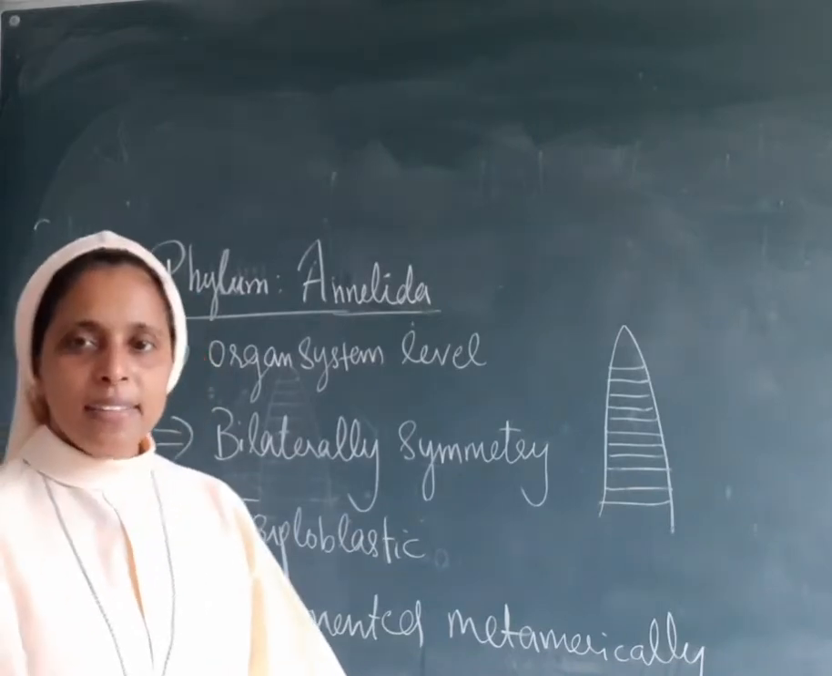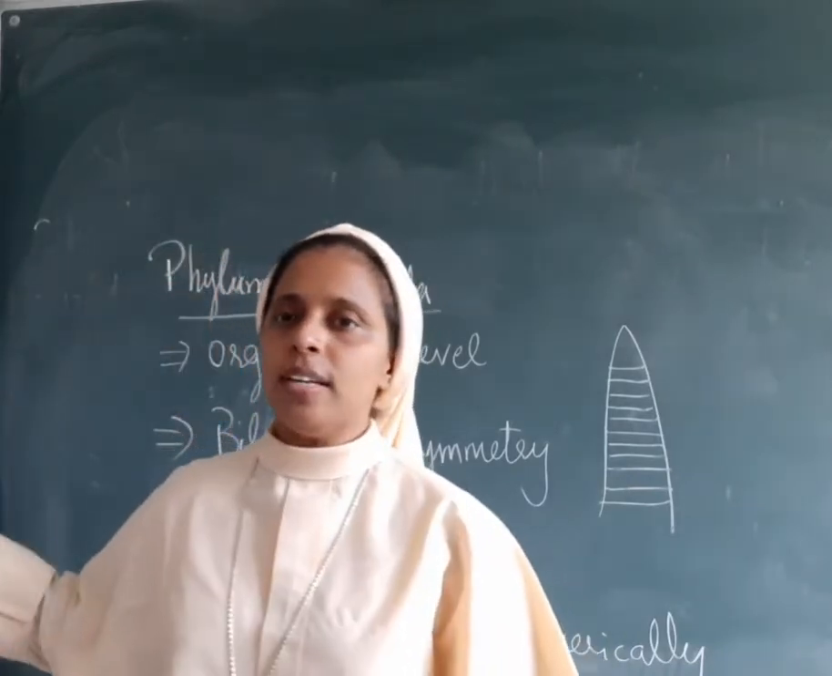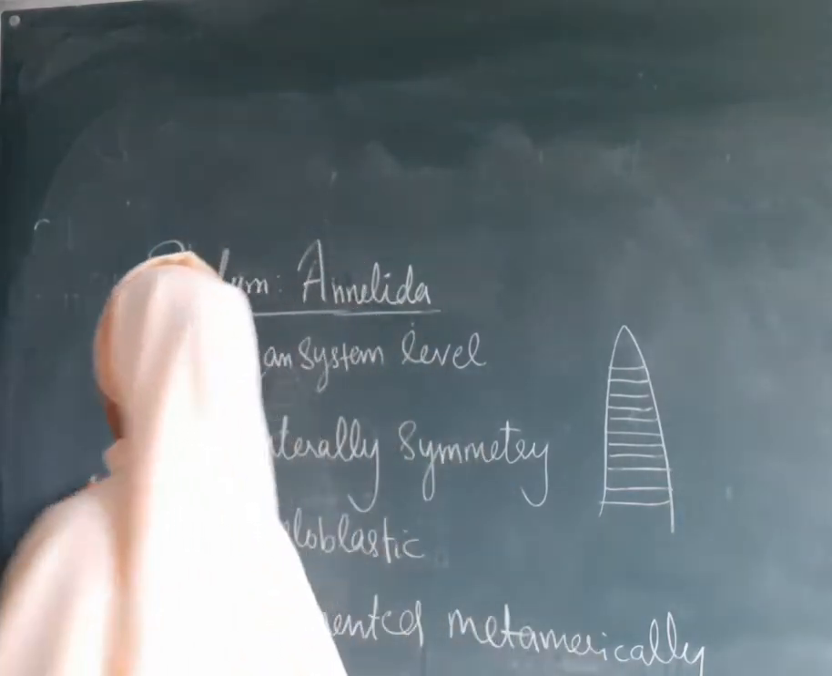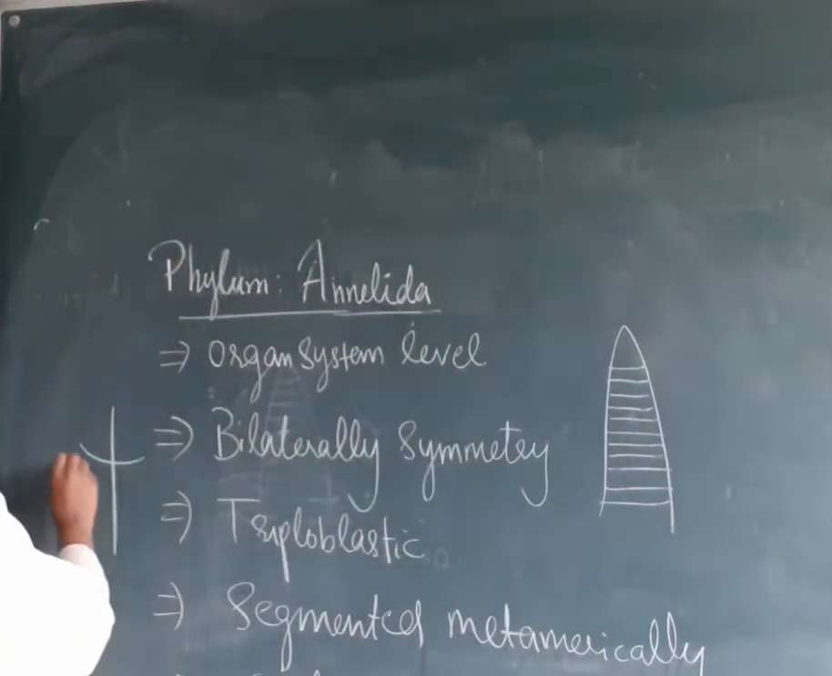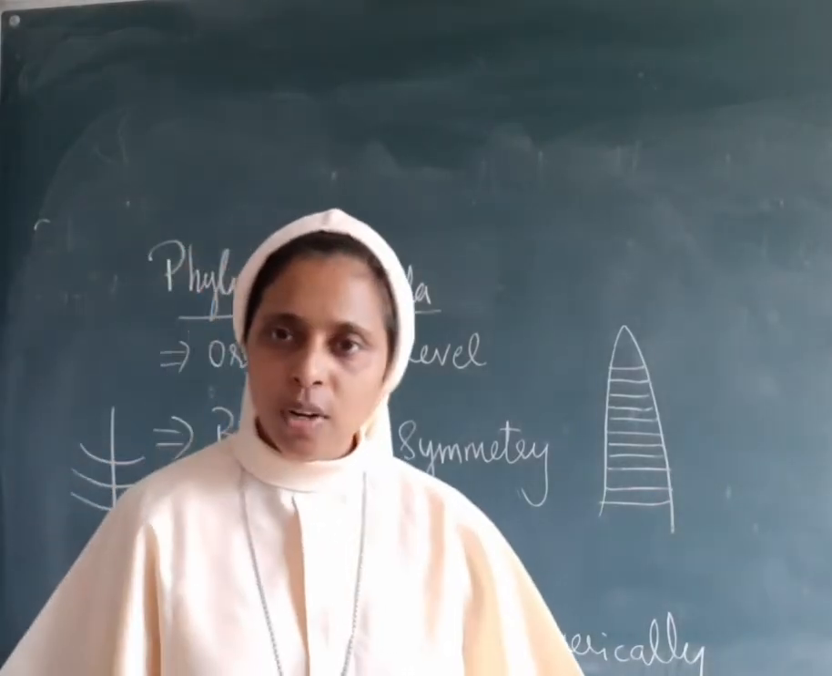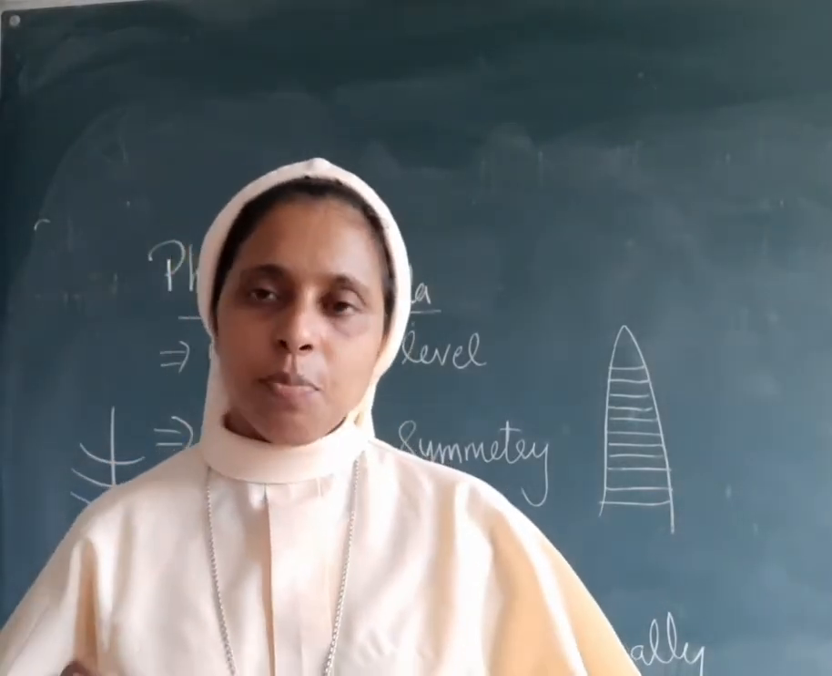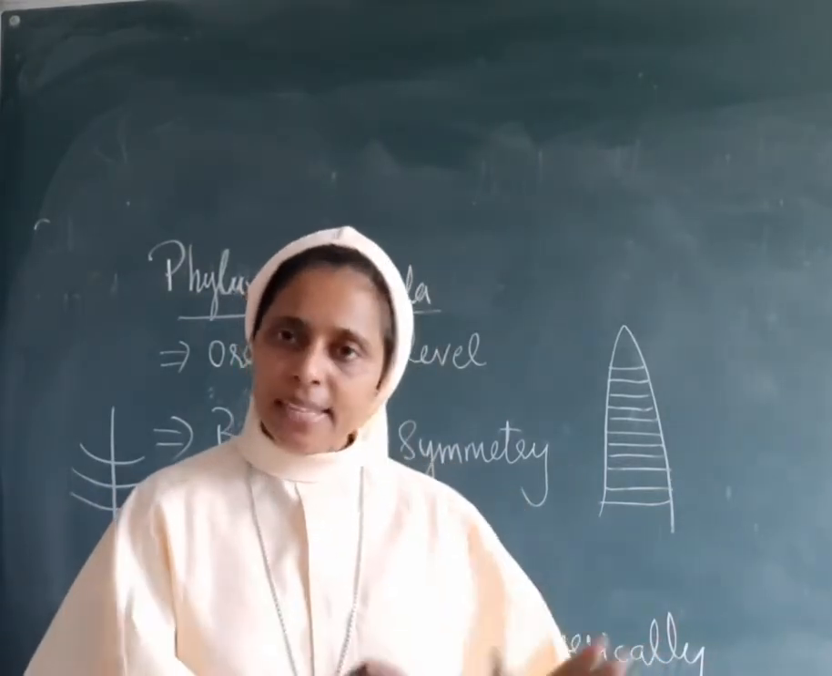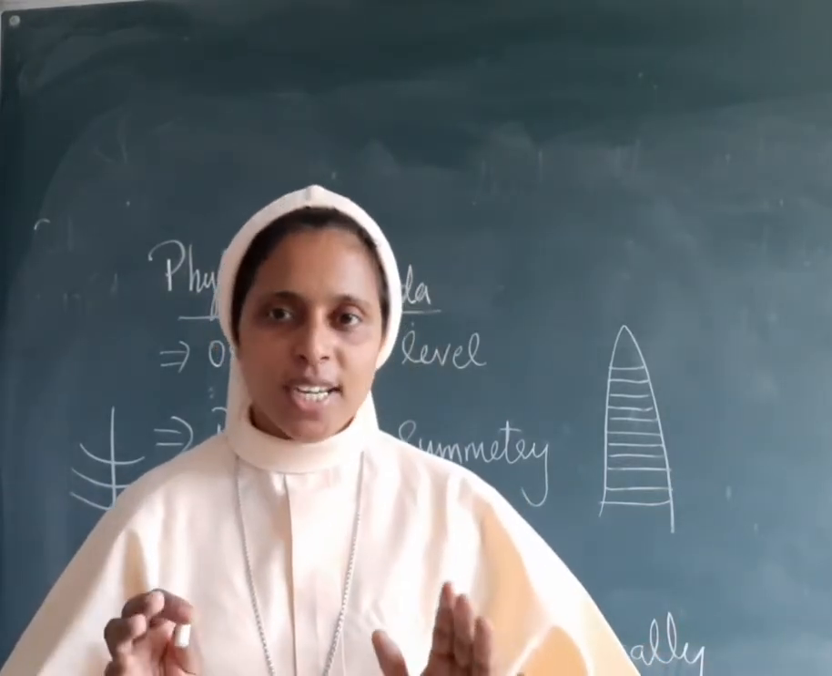Another feature that we have to learn about the phylum Annelida is that they have longitudinal as well as circular muscles. What is the function of these longitudinal and circular muscles? They make it possible to move from one place to another place. That means locomotion is possible.